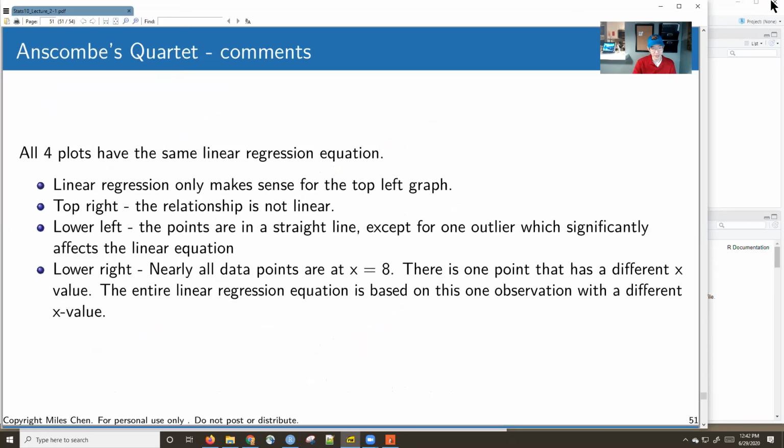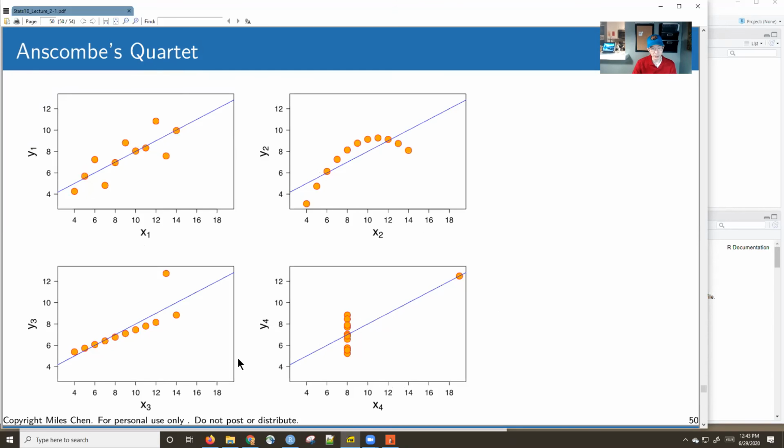All right, I'm just giving little one-liners summarizing what I've said here. Basically, linear regression only makes sense for this one. In these other three examples, even though they have the same correlation and the same linear regression line, it does not make sense in those situations.